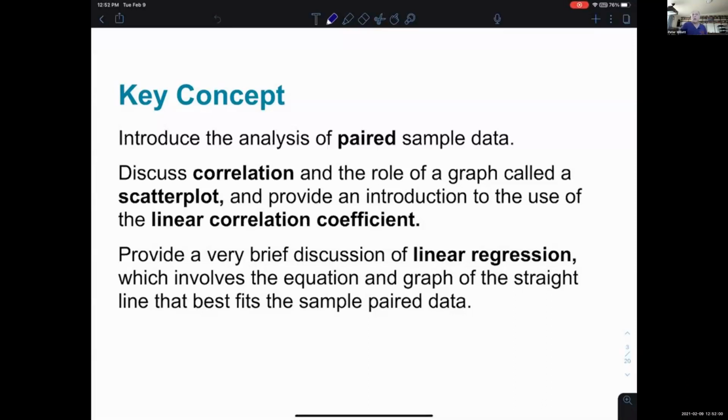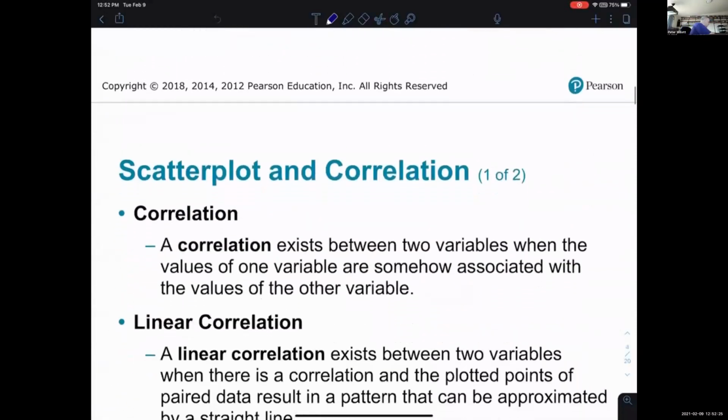And then provide a very brief discussion of linear regression, what the ideas behind that, what that means, which involves the equation and graph of the straight line that best fits the sample paired data. All right, so that's a lot, and this section is a little bit more technical and much more specific than the stuff we did in the first 3 sections of the chapter. So let's get into it. Let's look at this key concept.